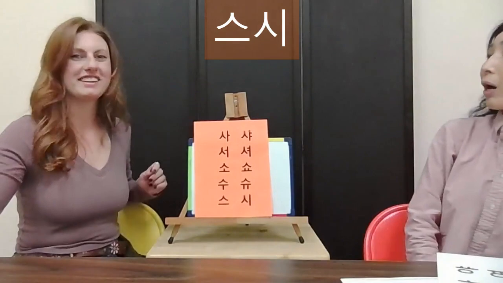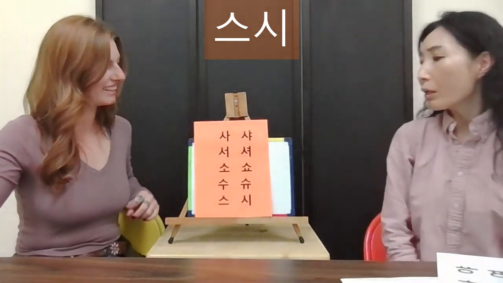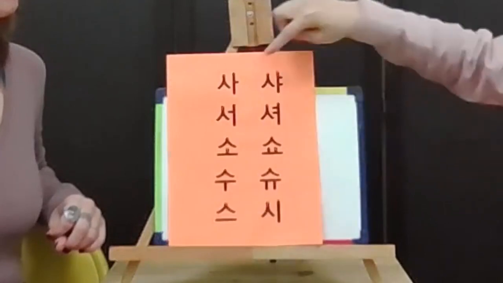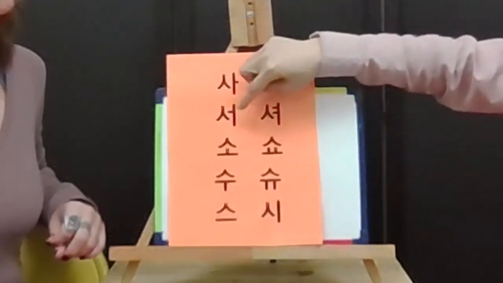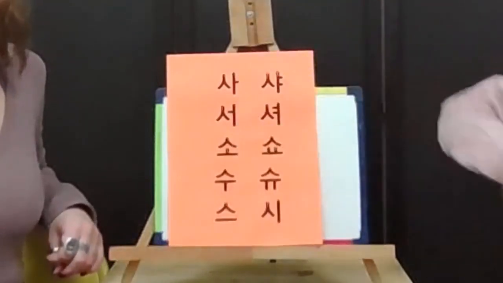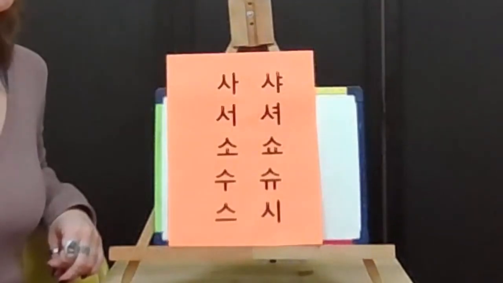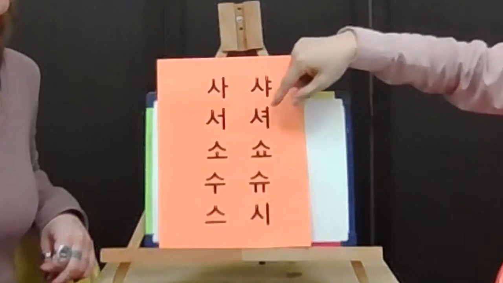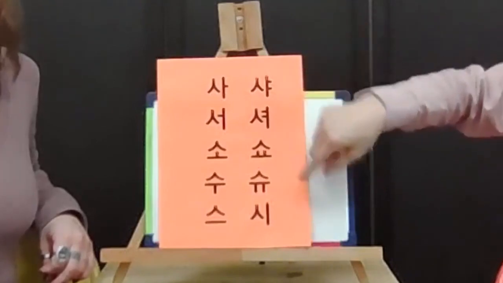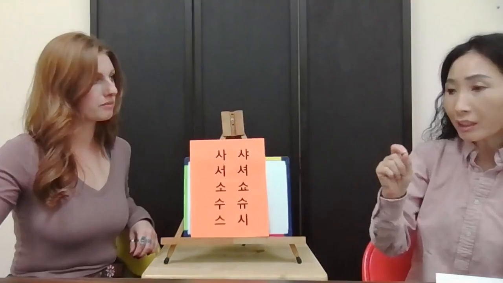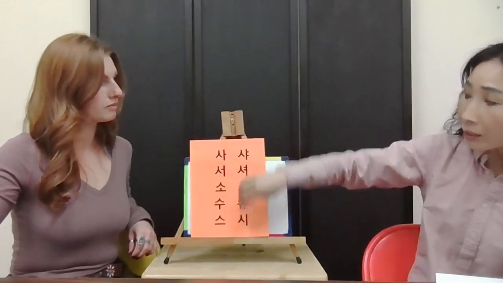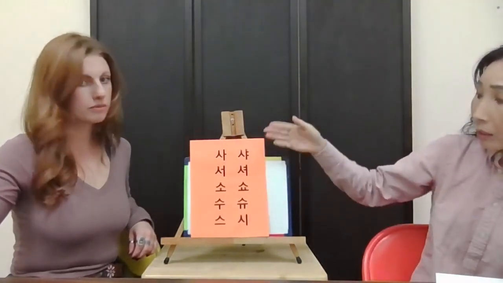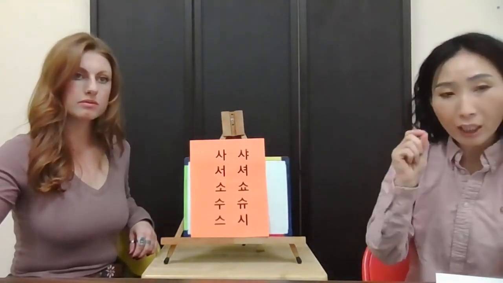I didn't know that. Oh, yeah, it's true. Now, look at this side, especially, it's one stick. It makes the S sound. However, the two sticks, sha, sho, shu, make the SH sound. So this side with one stick makes the S sound, and this side with two sticks makes the SH sound.